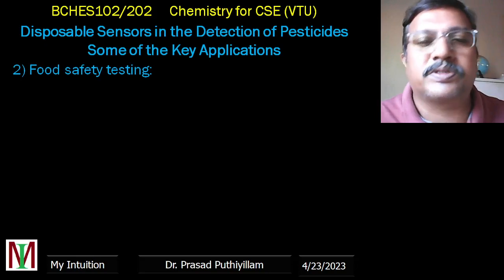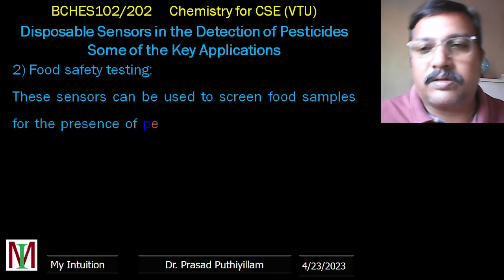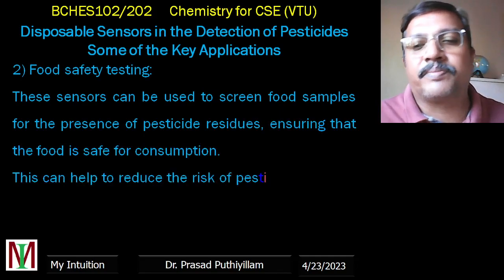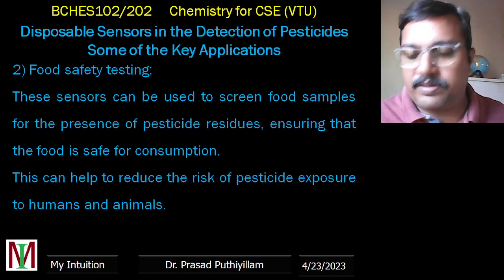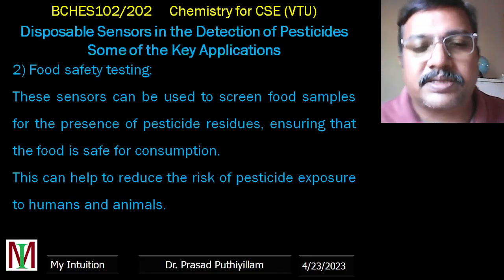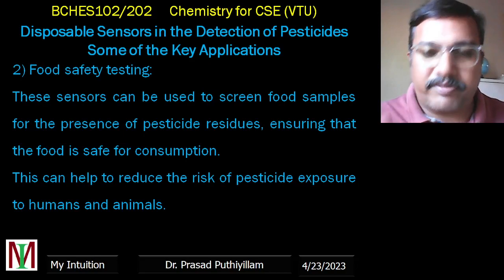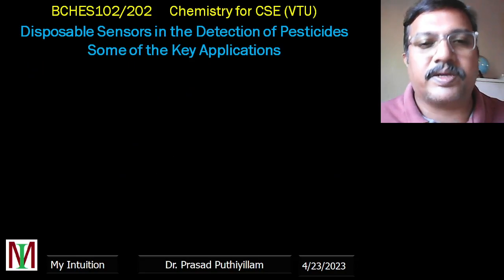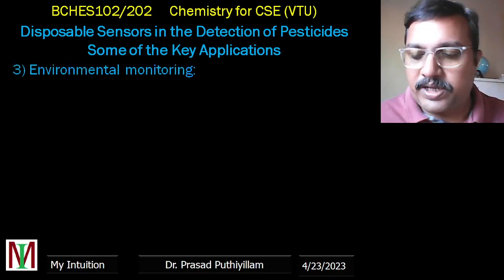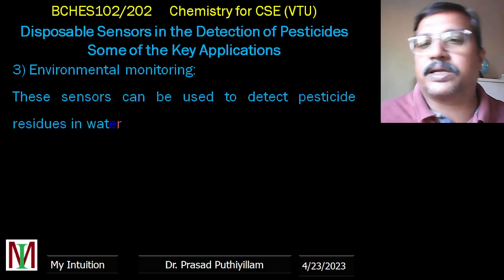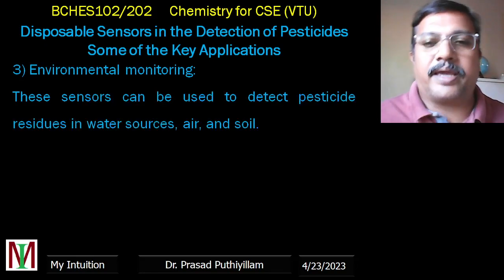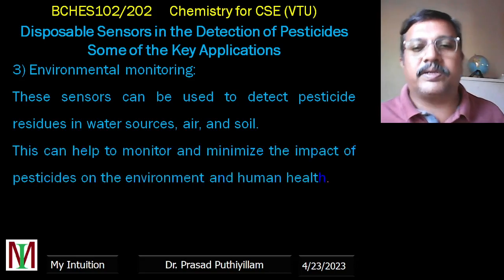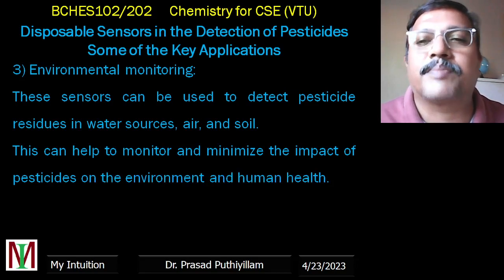It is used in food safety testing, where food materials are packed or prepared. There is a possibility of getting these pesticides through the agricultural farm, so there is a need to check for the presence of pesticide for food safety. It is also used in environmental monitoring, because the pesticides we use in the agricultural field will go to water bodies, air as well as soil. That has to be detected and checked, and we need to have proper control over that pesticide pollution.